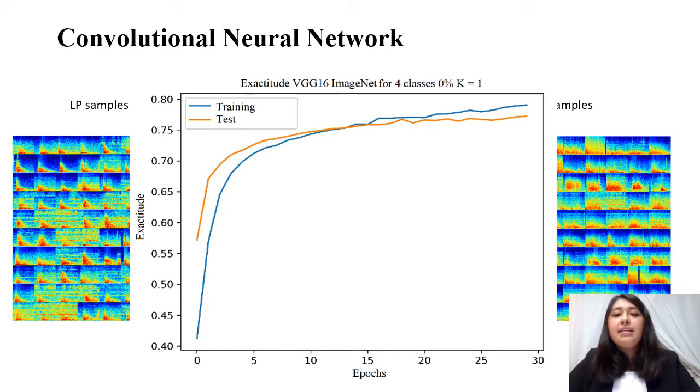VGG16 is trained with 50,557 events in total, ranging from 2015 to 2017, with 80% for the training set and 20% for the testing set. We obtain up to 75% accuracy.